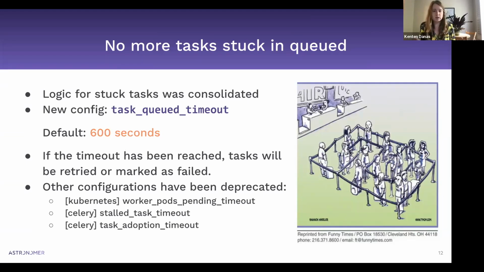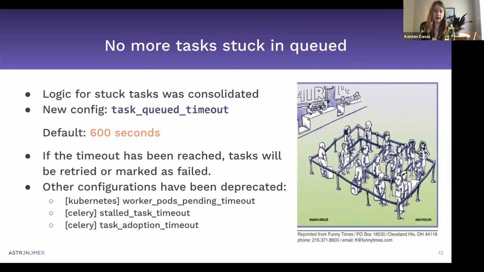One of the challenges with these is that if none of them happened to apply, if none of them was the reason why your task got stuck in queued, it would just sit in queued forever. So trying to account for all of those different issues that could be occurring was challenging.